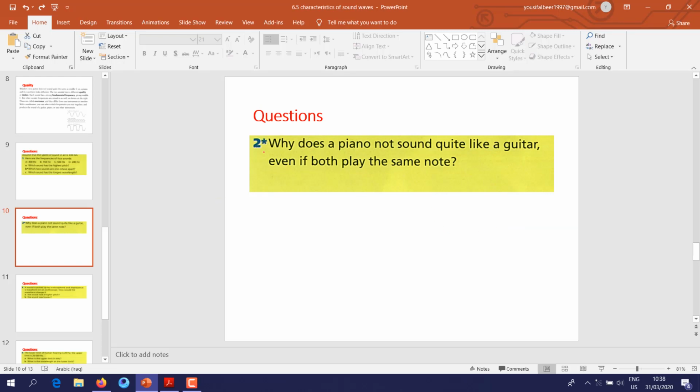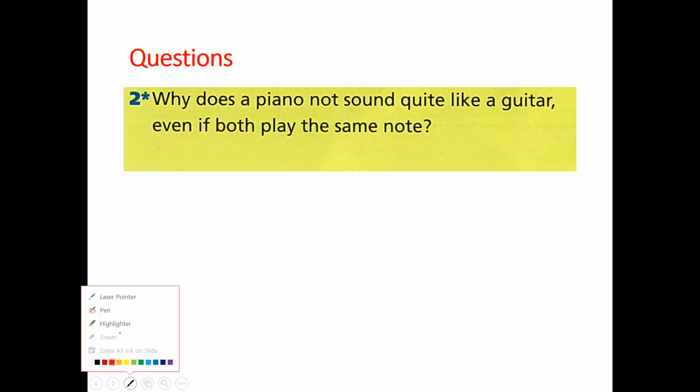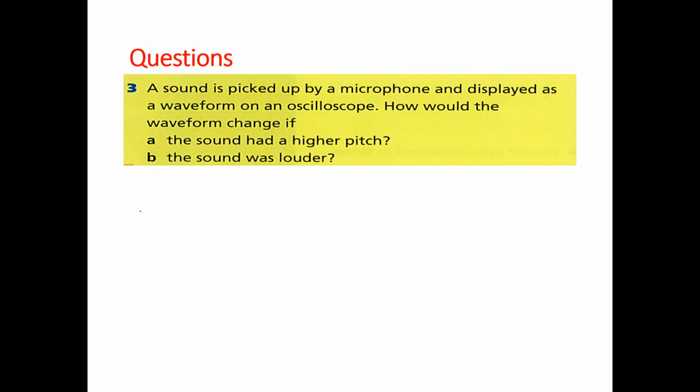Question number 2. Why does a piano not sound quite like a guitar even if both play the same note? Here we say they differ by what? It's because of the quality. They differ by the quality. Number 3. A sound is picked up by a microphone and displayed as a waveform on an oscilloscope. How would the wave change if the sound had a higher pitch?